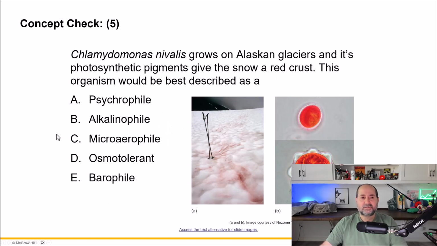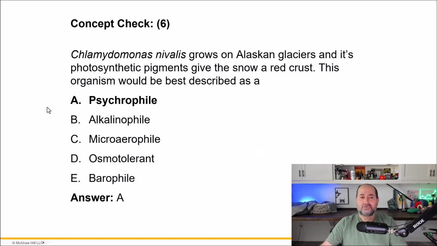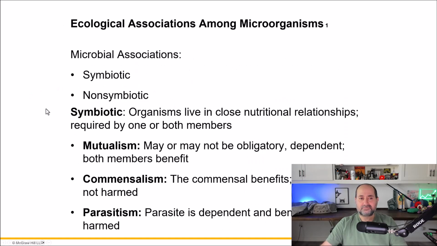Remember concept check number 5, Chlamydomonas nivalis grows in Alaskan glaciers, and its photosynthetic pigments give the snow a red crust. This organism would be best described as a psychrophile, right? Because those grow in the cold, in the Alaskan cold.